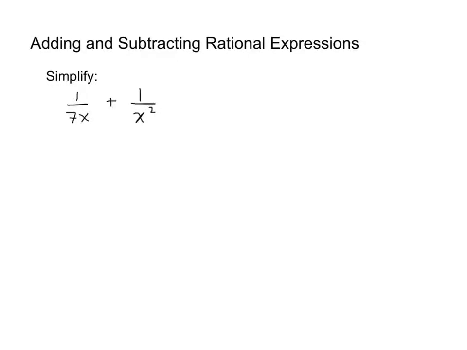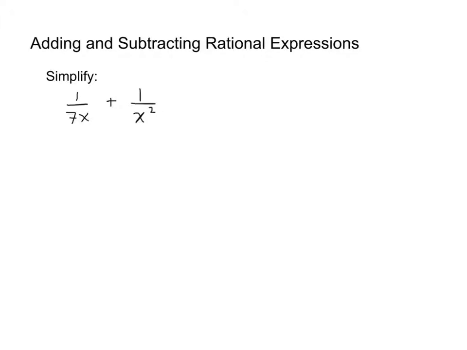When adding and subtracting rational expressions, the process is the same as it is for adding or subtracting fractions. You're going to find a common denominator and then multiply each fraction, or each algebraic expression, rational expression, so that the denominators are the same. That also changes the numerators, and then add the numerators.